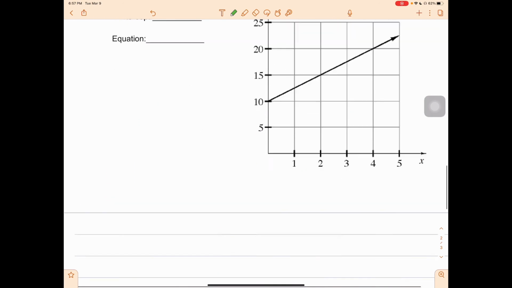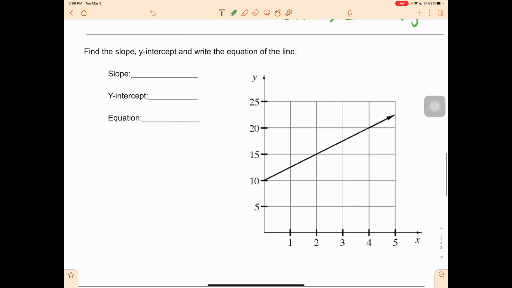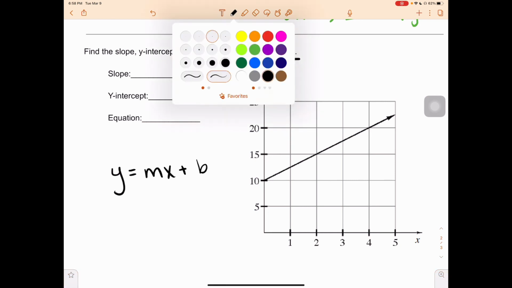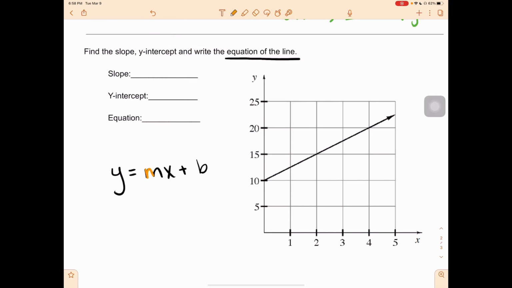Okay, so here's another one on finding the slope, y-intercept, and the equation of a line. So once again, the equation of a line, slope-intercept form is y equals mx plus b. And that's because it gives you the slope here, and the y-intercept is the b here. And again, I always like finding the y-intercept first. So in this case, it is 10. So my y-intercept is 0, 10. So my b is plus 10, because it's positive 10.